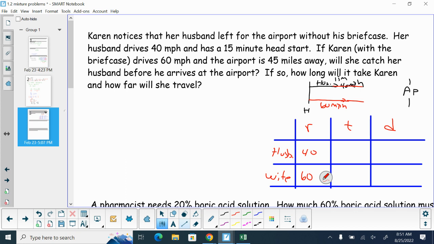Now in the first problem, the planes took off at the same time and traveled at the same time. So we had t for both of our times. This one leaves 15 minutes, has a 15-minute head start.